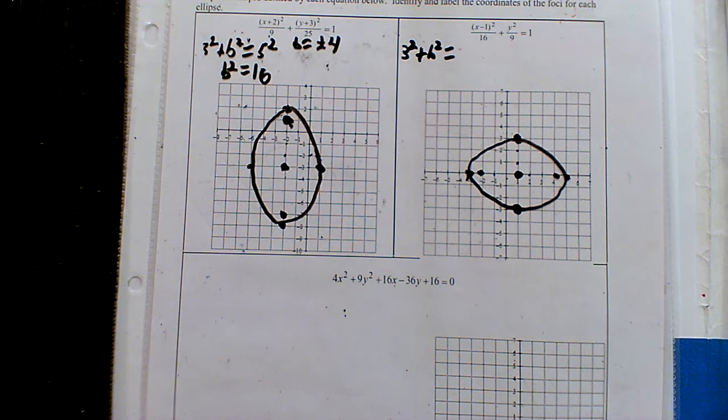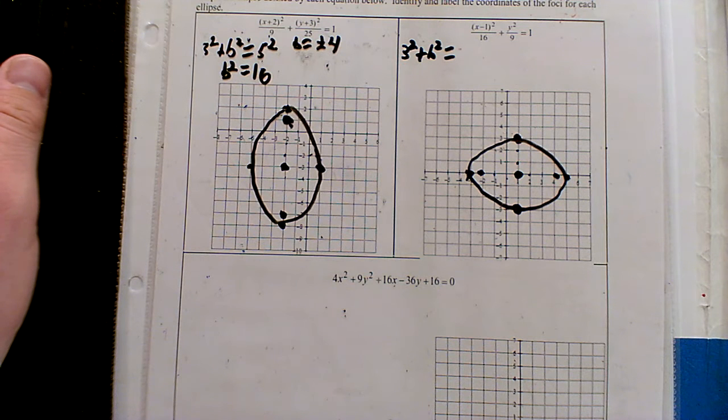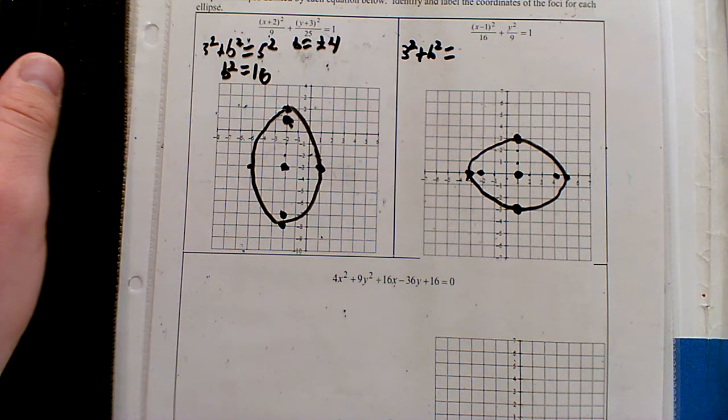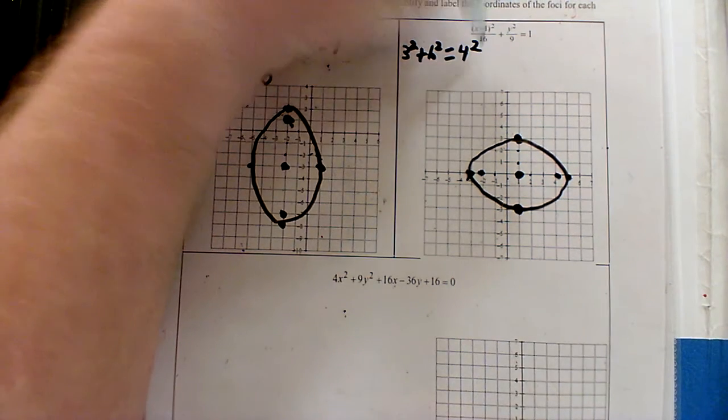What is that value? 3 squared plus b squared equals what? I need something squared there. What's my value? 4 squared. Thank you. Okay.